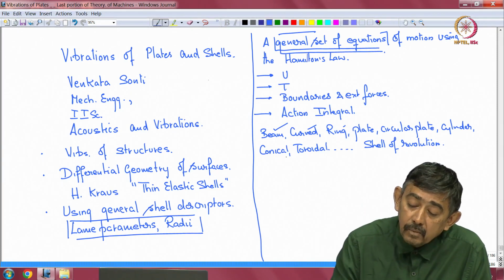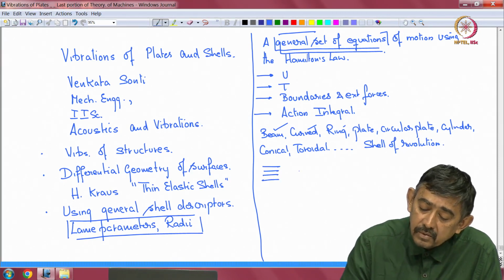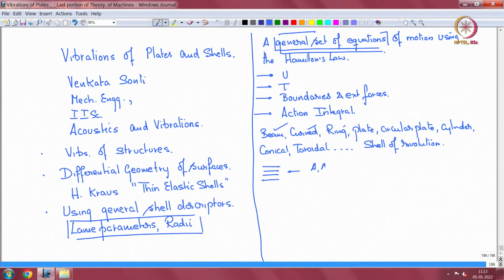So now once you have the general set of equations, you substitute these Lamé parameters A1, A2, R1, R2, and out will fall the particular equations for that particular shell. And so you can do this calculation symbolically. If you know a symbolic package, you can program these equations in there. On the top you describe A1, A2, R1, R2, and then out will come the specific equations. So that's the main angle over here.